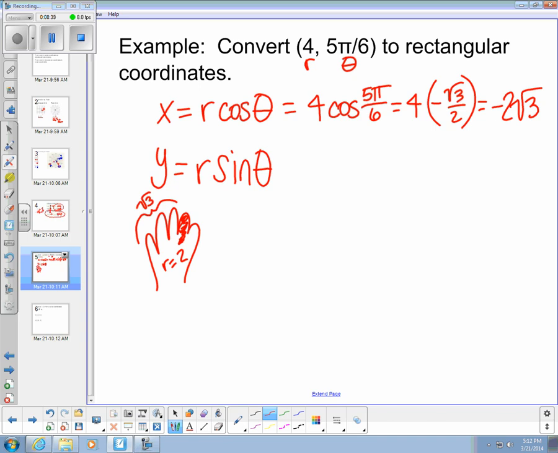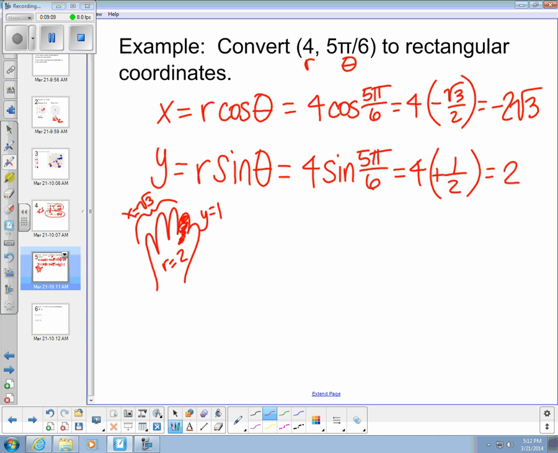For our y value, we're going to change from cosine to sine, but we're still going to use the 4 and the 5 pi over 6. So 4 times the sine of 5 pi over 6. Since we're in the second quadrant, the sine would be positive. And remember, sine is y over r, and my y would equal square root of 1, or 1, and then r is 2. So 4 times a half would be 2. So the polar coordinates 4, 5 pi over 6 would be negative 2 square root of 3, comma 2 in rectangular coordinates.